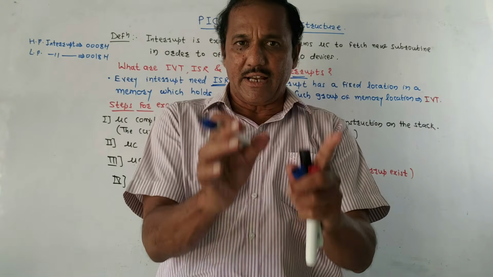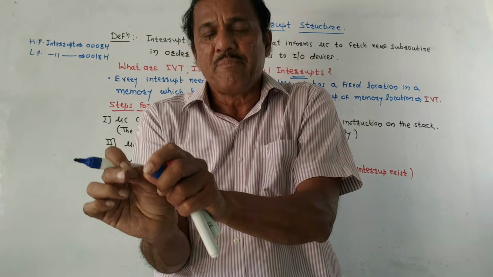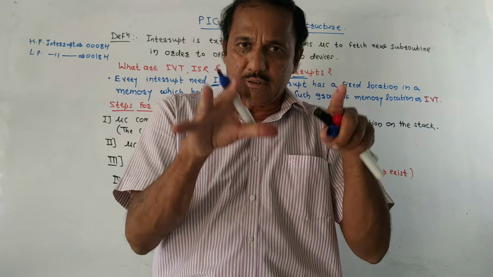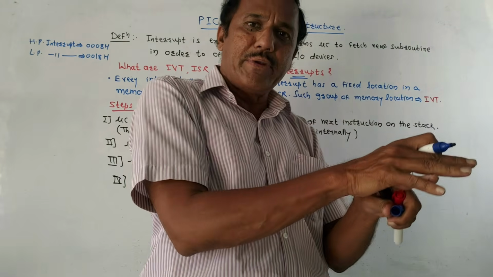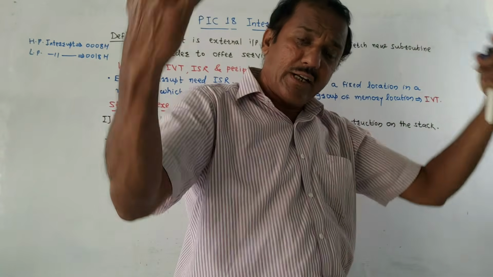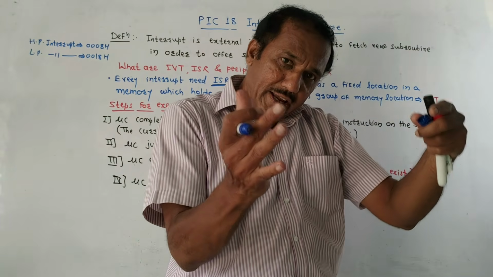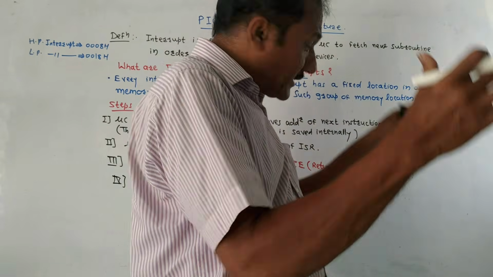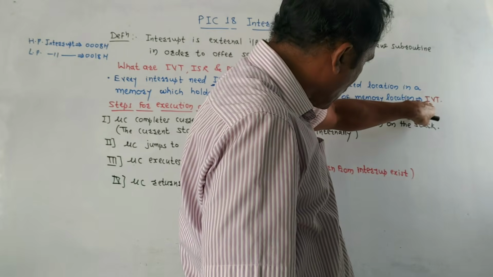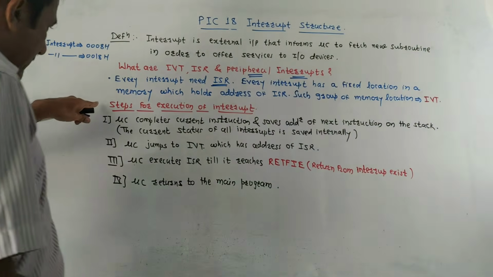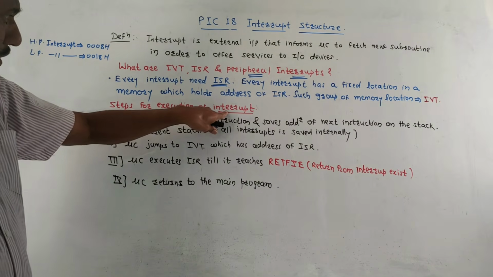मतलब हर एक interrupt के लिए एक interrupt sub routine चाहिए. इसका address, the address of interrupt sub routine is stored in the memory of microcontroller. Such a group of memory locations, ऐसे बहुत सारे memory locations है जहाँ पे ISR के address store related to the particular interrupts. Such a group of memory locations is called interrupt vector table. Then the steps for execution of interrupt.